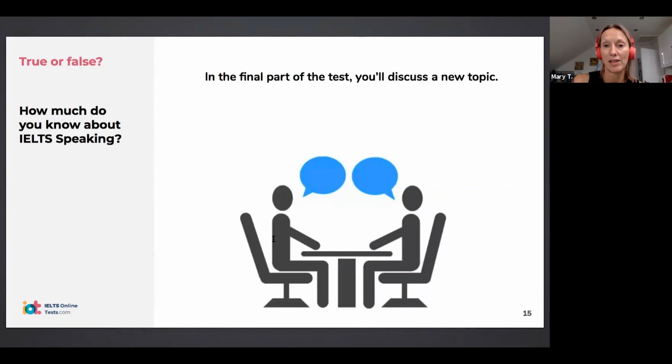In the final part of the test, you'll discuss a new topic. Is that true or false? Okay, most of you are saying false, that's correct. So the topic will be connected with which section? Yeah, part 2, that's right. So it'll have something to do with part 2. So you need to remember the keywords from part 2, and then you'll be discussing related questions in part 3.